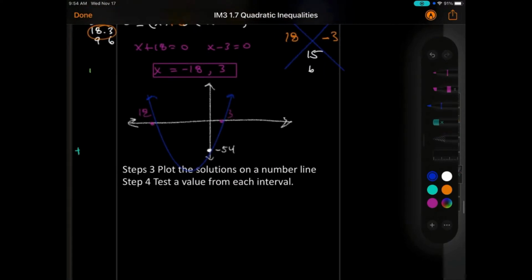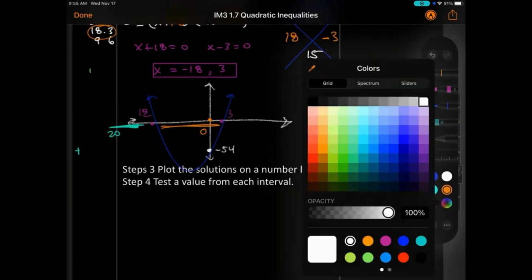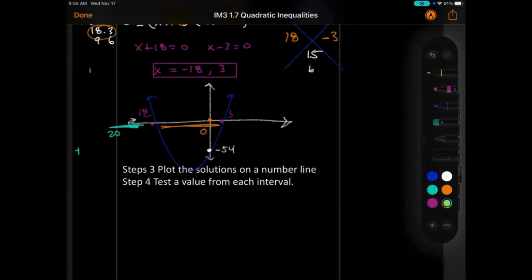Okay, what we need to do now is test the intervals. Test a value from each of the intervals. And I will do that, hopefully color-coded. I need to pick a number far out here, and I'm going to pick 20. You could have picked 19, you could have picked 100. I chose 20 because I think it's just easier to multiply. I'm going to pick a number in between to test, and I'm going to pick 0. And over here in the green region, I'll call it, I'm going to pick 4.